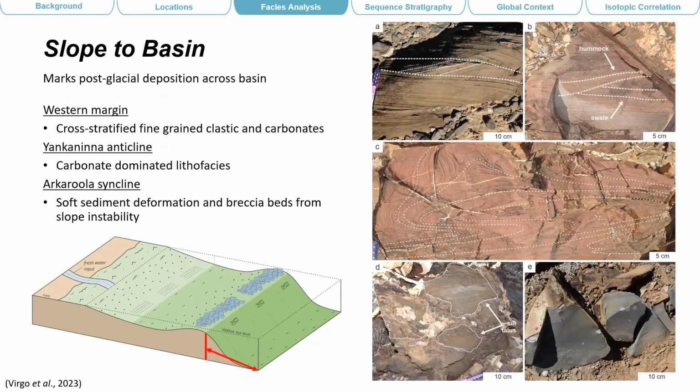And then in Arkaroola, we see some really cool slope deposits. So we have soft sediment deformation, which you can see in that big middle image, and also some breccia beds, and that sort of forms from these really steep slopes.